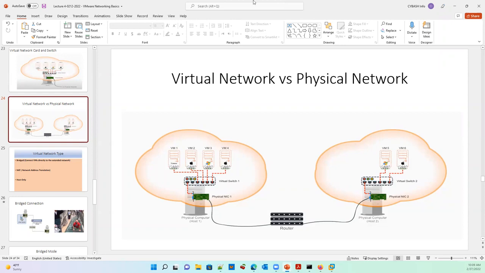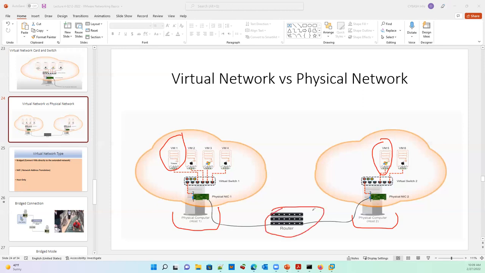So here it's very interesting. You have this other virtual machine here on this host, and this is another virtual machine on a different host. For them to communicate, the traffic has to go through this virtual switch, go to the real router, and come back to the physical host, and then from here go to your virtual machine. Basically it looks similar to how a physical switch works, but it's in a virtual environment.